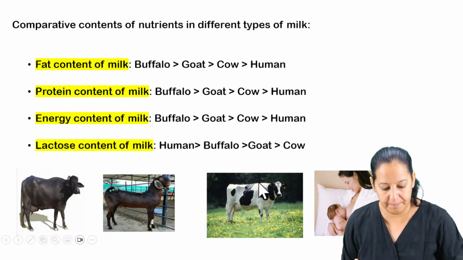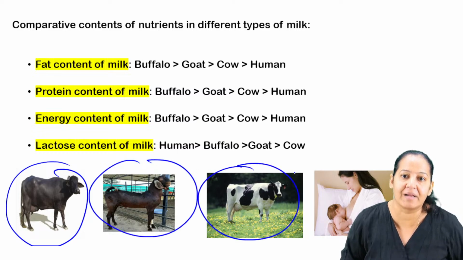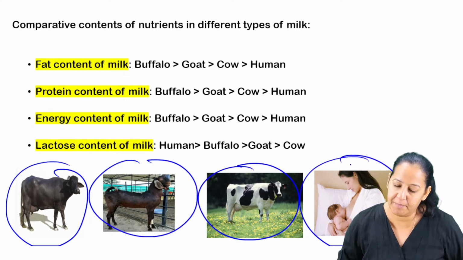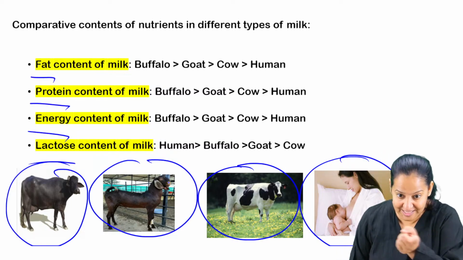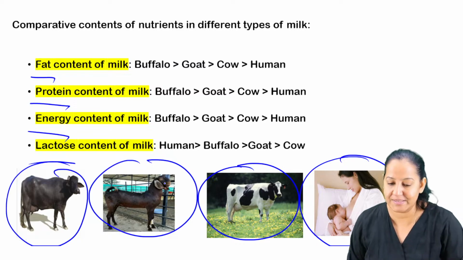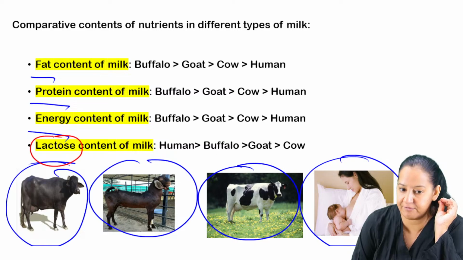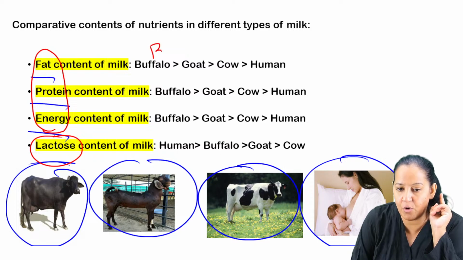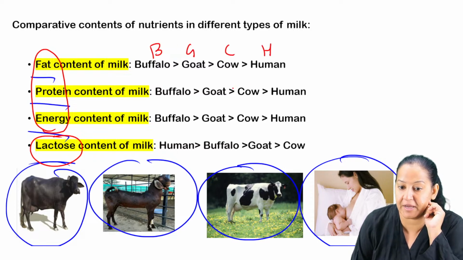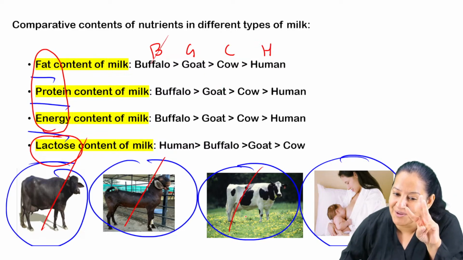Now four milks are available, right? Buffalo milk, goat milk, cow milk and mother milk, the human milk. So if we compare the fat, protein, energy and lactose in these four, what is the sequence? It is a particular sequence you have to learn. Only for lactose the sequence will be different. For the remaining three, fat, protein and energy, the sequence is buffalo followed by goat, followed by cow, followed by human. You can make some mnemonic. Maximum is in buffalo followed by goat, followed by cow. Cow is on third number.